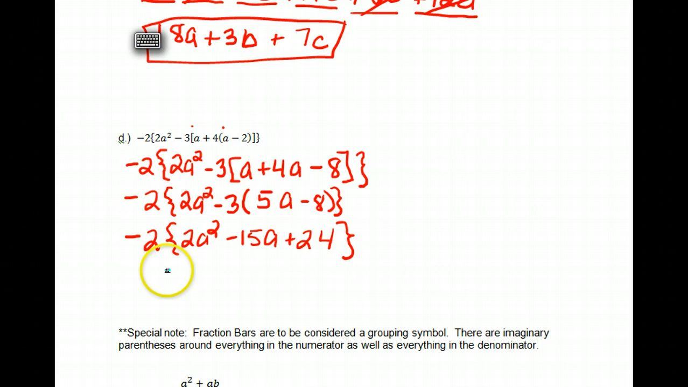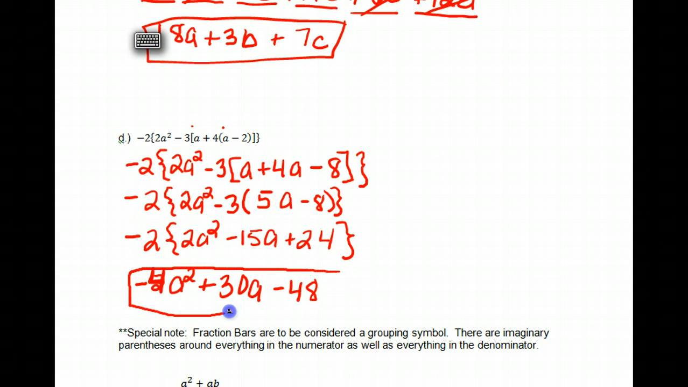And now at this point, check to see if you can combine like terms. You cannot. So you're ready to distribute in the negative 2 on the outside. Negative 2 times 2a makes negative 4a squared. Negative 2 times negative 15a makes positive 30a. And negative 2 times 24 makes negative 48. And there we have it.